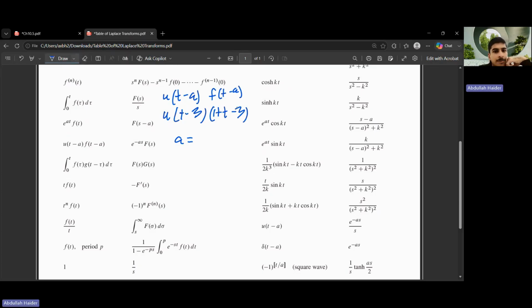U(t minus 3), 1 plus (t minus 3). So in this case, your a is 3, and your f(t) is the expression in the second bracket, but without the a. So in this case, you have 1 plus t. Now, this F(s) is basically the Laplace transform of this.